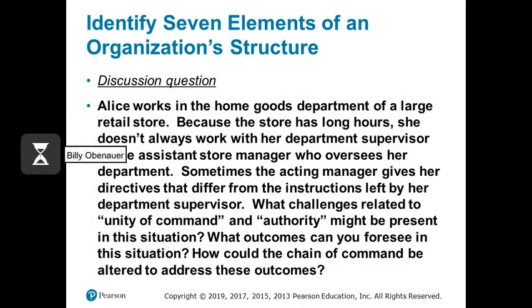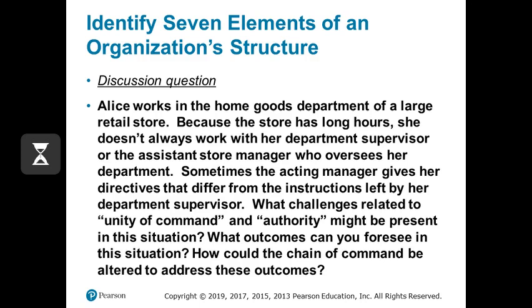Building on the idea of unity of command, here's a scenario for you to consider. Imagine Alice works in the home goods department of a large retail store. Because the store has long hours, maybe they're open 6 a.m. to 10 p.m., 7 days a week, she doesn't always get to work with her department supervisor or the assistant store manager who oversees her department.